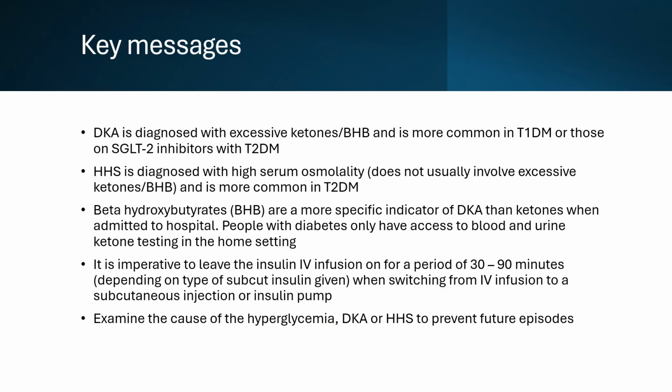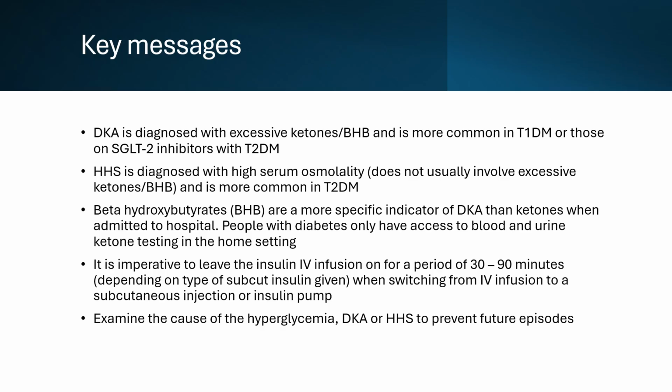So the key messages are that DKA is diagnosed with excessive ketones or beta-hydroxybutyrates and is more common in type 1 diabetes or those on SGLT2 inhibitors with type 2 diabetes in an ill state if they don't stop the SGLT2 inhibitor when they're not taking good fluid intake. HHS is diagnosed with high serum osmolality, but it doesn't usually involve excessive ketones or BHBs, and it's more common in type 2 diabetes.